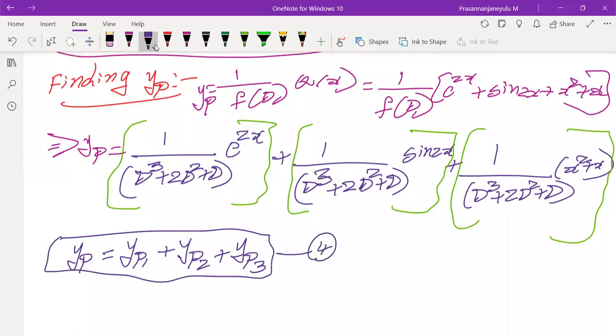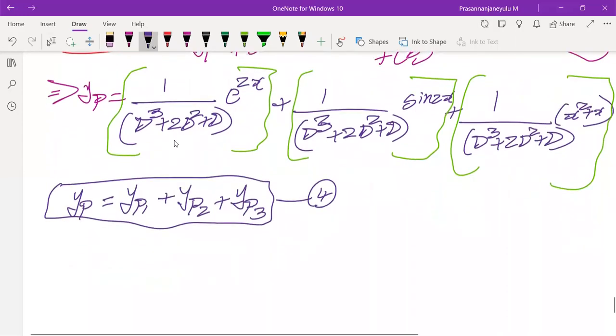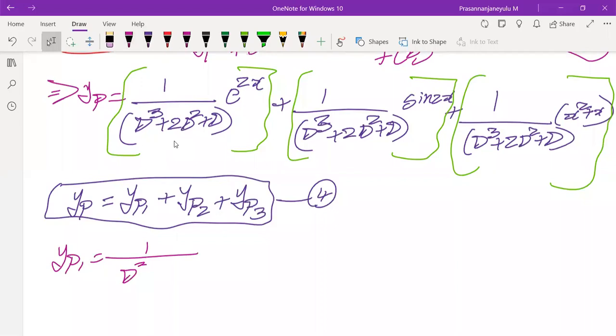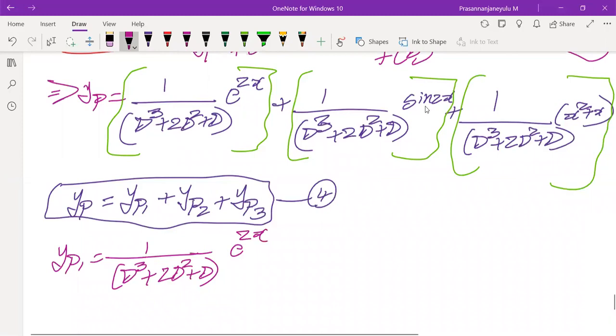Now we need to find each and every term of equation number 4. What is the first term of equation number 4? yp1. What is yp1? 1 by D cube plus 2D square plus D of e power 2x. What do we have to substitute according to type 1?